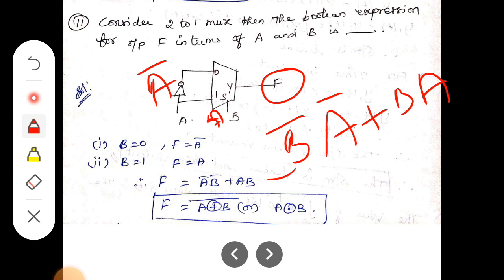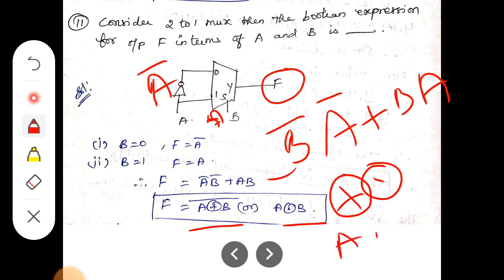It can be simplified in terms of an XOR gate: A XOR B, the whole bar. This is denoted as XNOR. The symbol of XNOR is a dot in a circle, and XOR is a plus in a circle. The XOR function is A B bar plus A bar B. For XNOR, the whole term is barred: A bar B bar plus A B. So the final answer for this function is XNOR, or the whole bar of XOR. This is the final answer for the given problem.